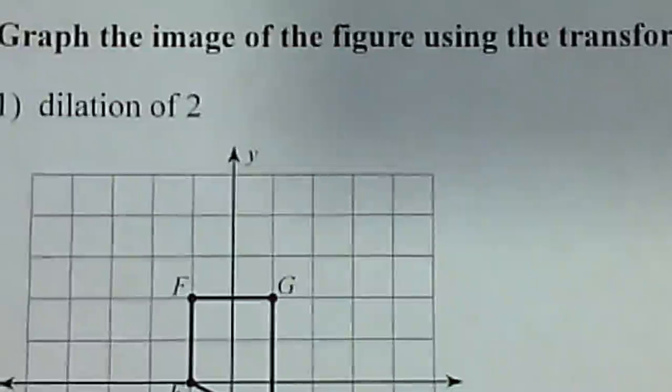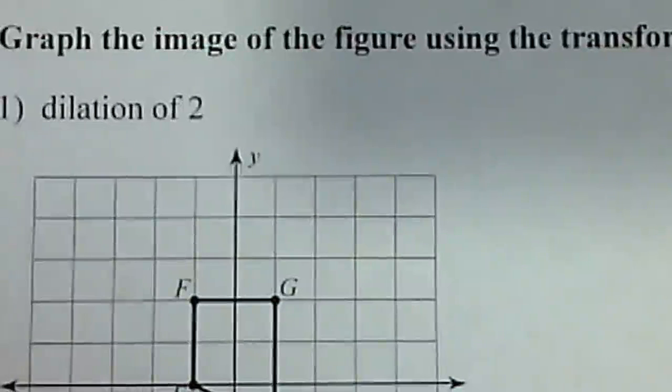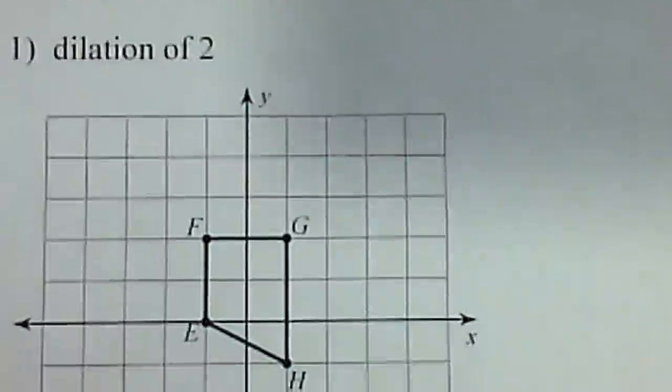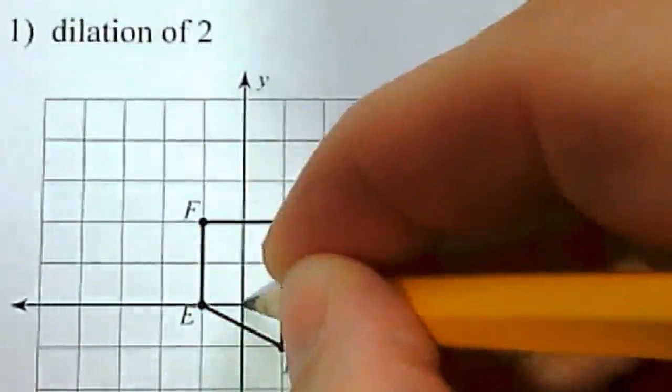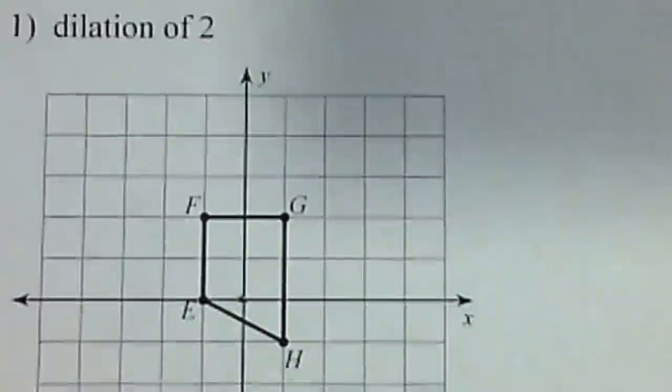Alright, so the purpose of this video is to do a couple of examples where we're doing a dilation on a coordinate grid. The first couple of examples are going to be ones where the center is at the origin. So we're going to dilate from the origin. This one says dilation of 2. We're going to read that as dilation of the scale factor of 2. And my center is going to be at the origin.